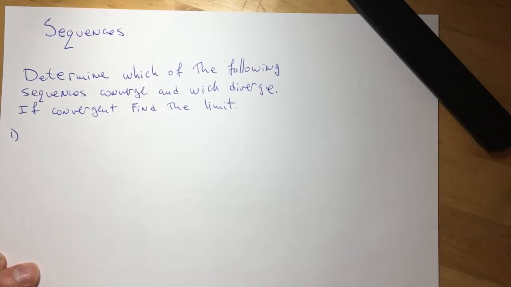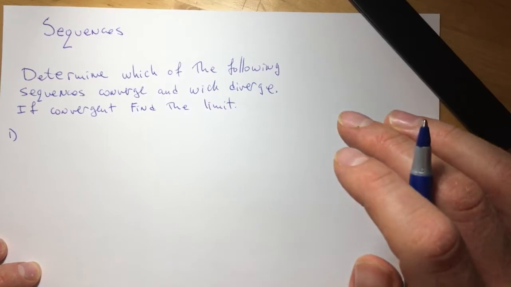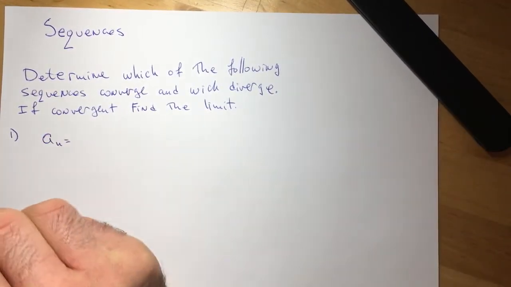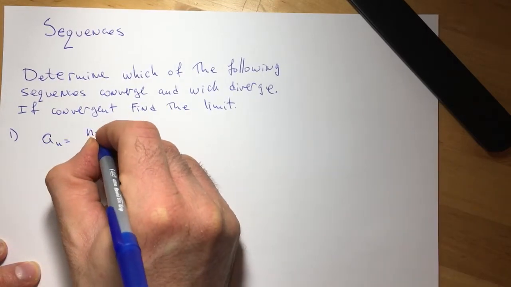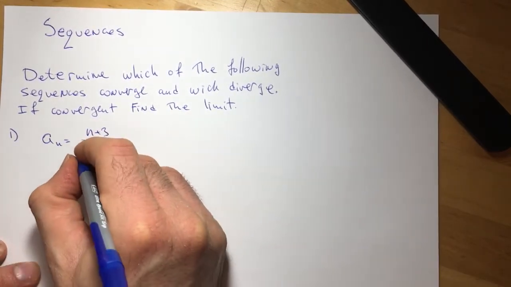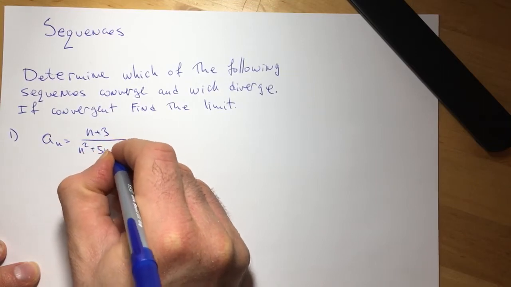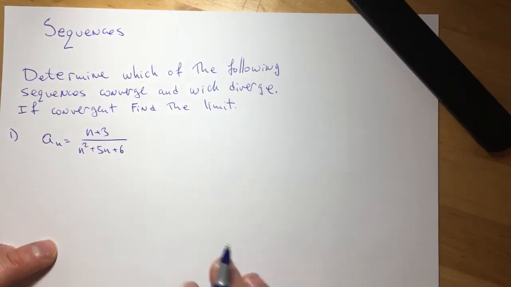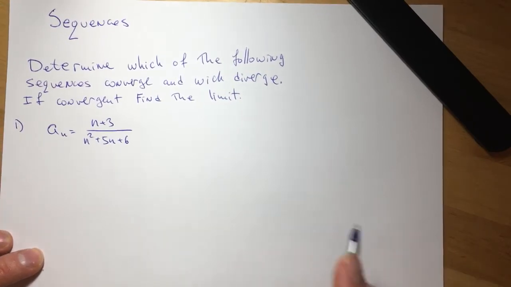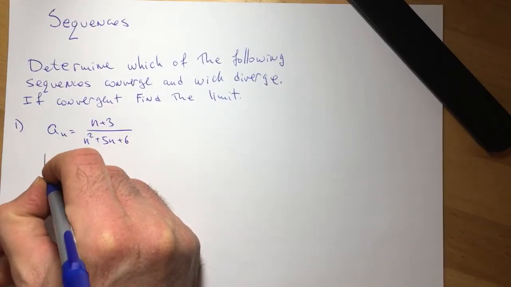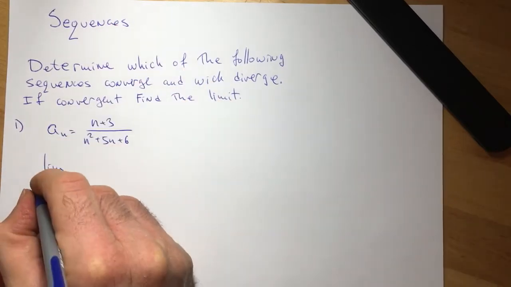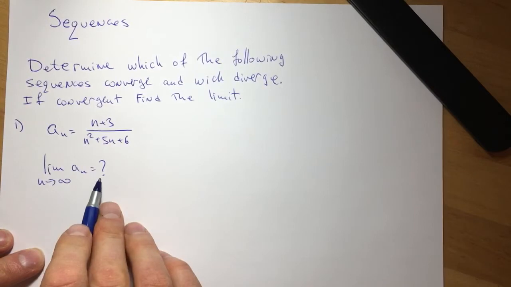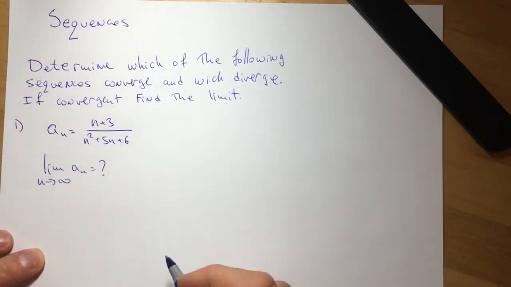Okay, so let's start with a warm-up. Let's start with a few easy problems. For example, a_n is equal to (n plus 3) over (n squared plus 5n plus 6). Well, this is just a Cal 1 question. Basically, here we are looking, as well as in all the questions in this video, for the limit of a_n as n goes to infinity, right? If this limit exists, then the sequence converges.